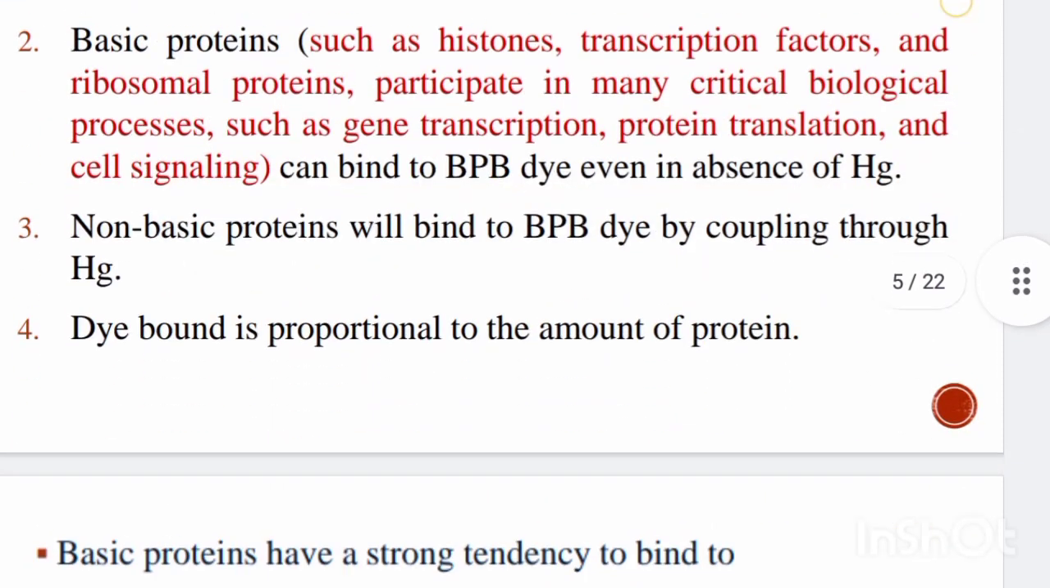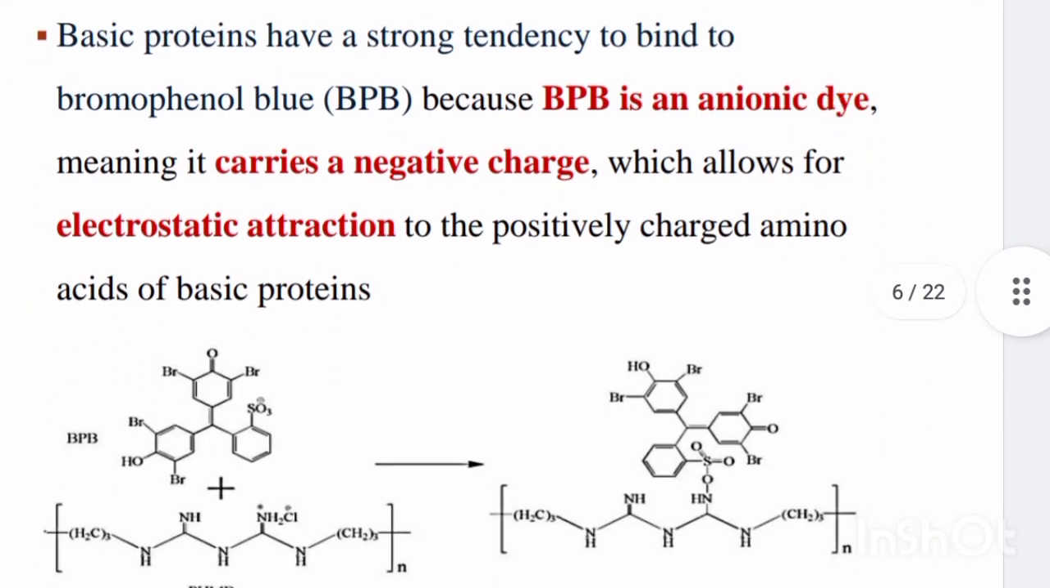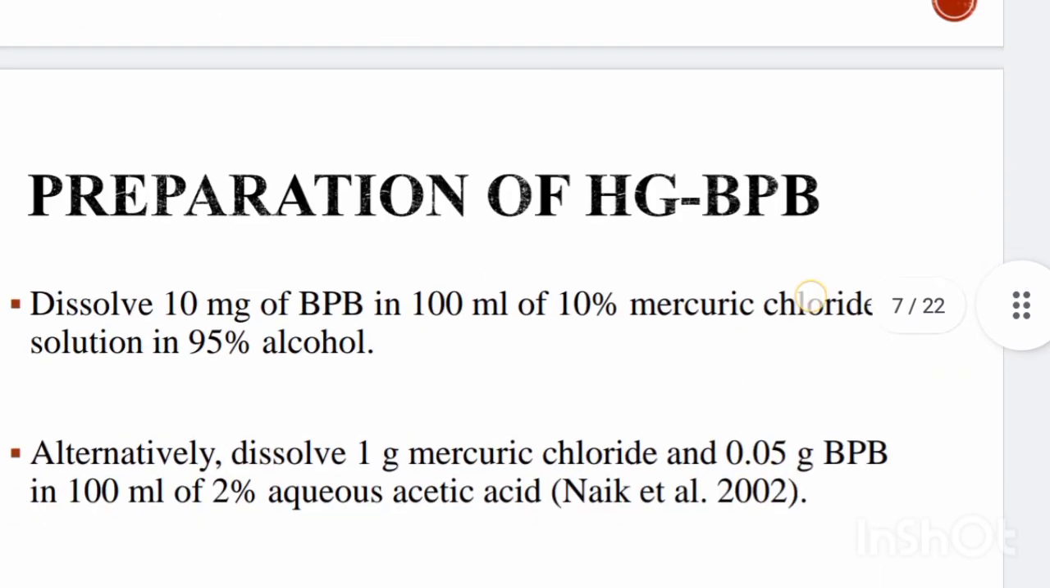Next we have basic proteins. Why do we use basic proteins? Basic proteins have a strong tendency to bind Bromophenol blue, because Bromophenol blue, we all know, is an anionic dye. We already discussed that anionic dye means it carries a negative charge, which shows electrostatic attraction to the positive charge. Positive charge is carried by the basic protein, so positive and negative, there is an electrostatic attraction, therefore basic protein can bind to Bromophenol blue dye even in the absence of mercury. This is the structure.